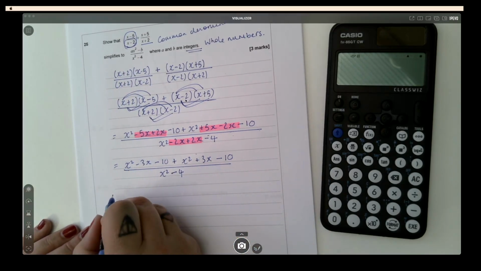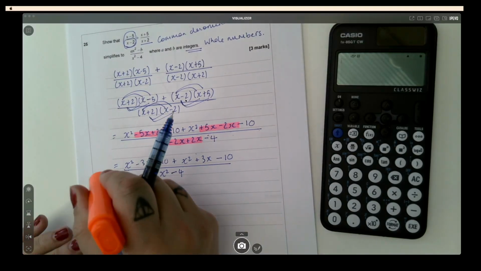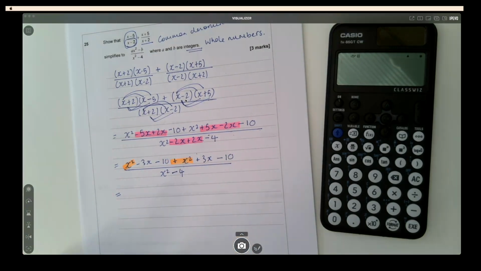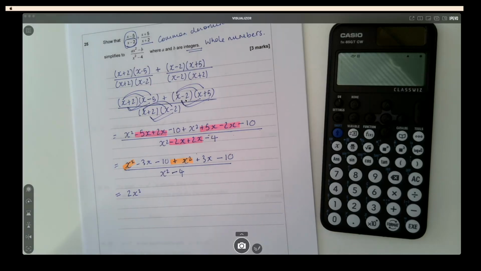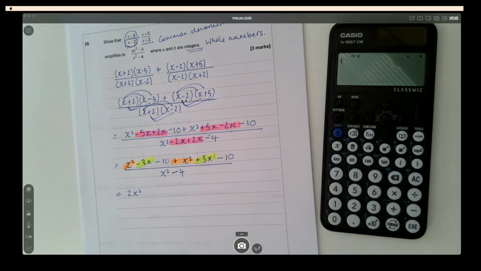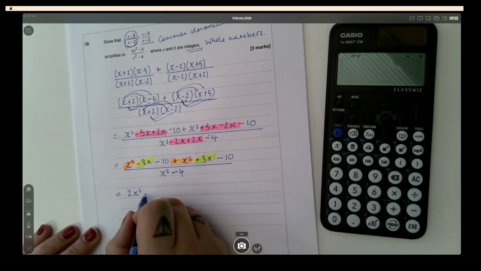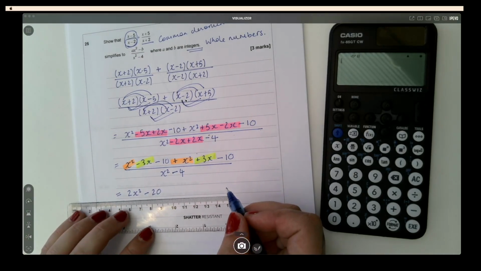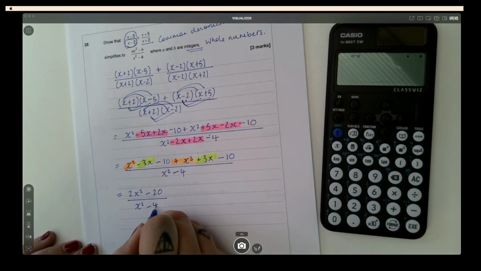Let's make the top a little bit nicer to deal with. We have x squared plus x squared, so we have 2x squared. Then we have minus 3x, add 3x. You're starting with negative 3x and you're adding 3x, so they cancel each other out. So we don't have any x terms left on the top. But then we have negative 10, subtract 10, so we end up with negative 20 on the top. No more simplifying is available to us on that denominator.